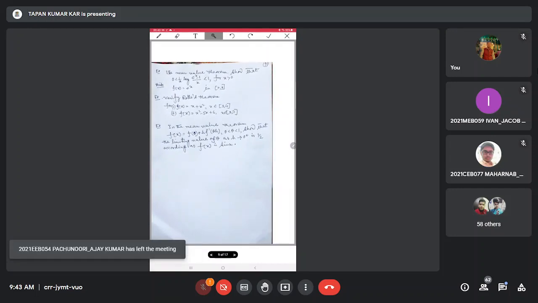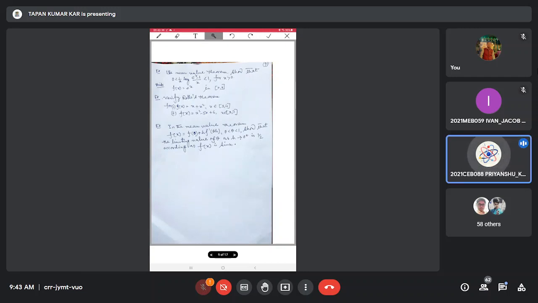Three more examples are given, and they are for your calculation. Sir, in the last example, where f(x) equals sin x, I had solved it but I am not getting the result actually, sir.